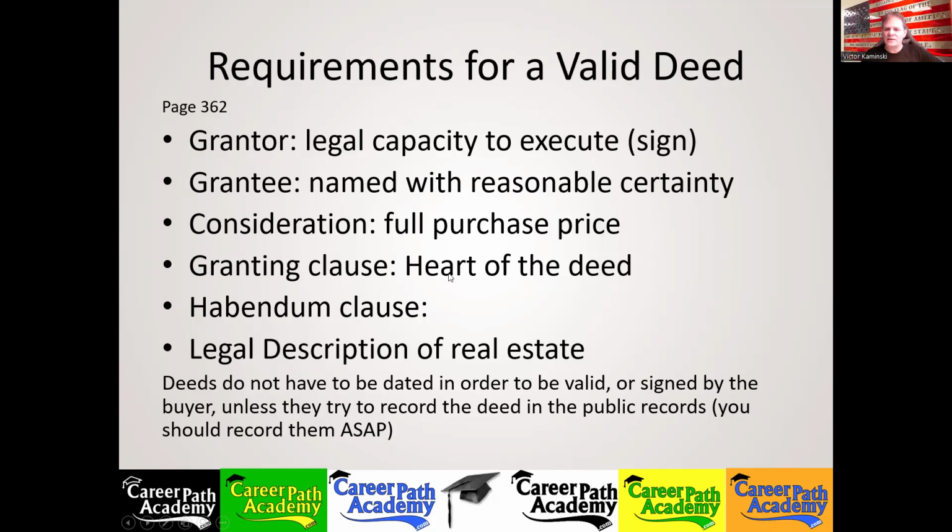Then you have the granting clause, which is the heart of the deed. It's the meat and potatoes of any deed, and we'll go over what that means in a moment. And then we have the habendum clause, which always follows the granting clause. It begins with the words 'to have and to hold' and specifies what, if any, other additional details need to be explained in the deed. And then we have a legal description of the real estate, which we went over.